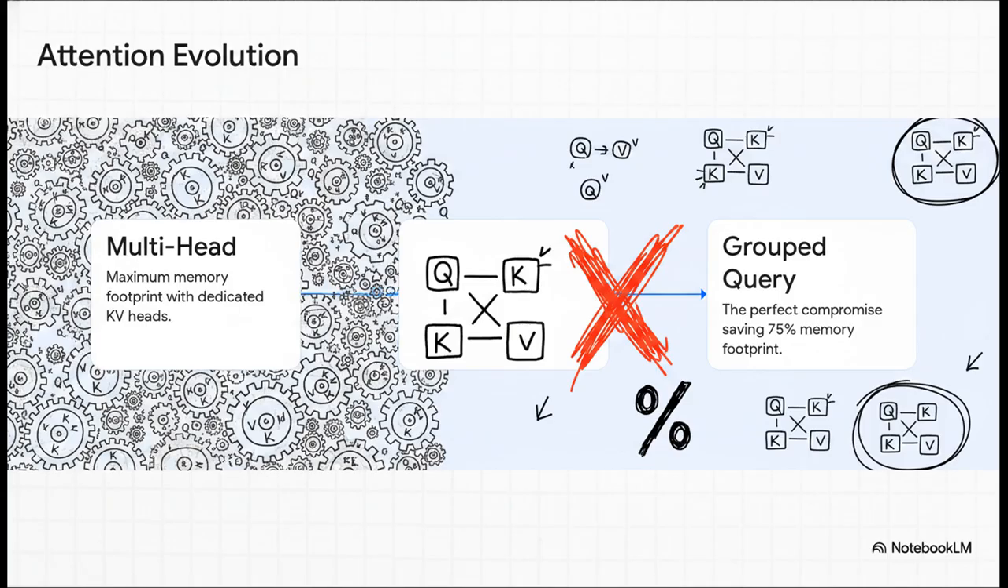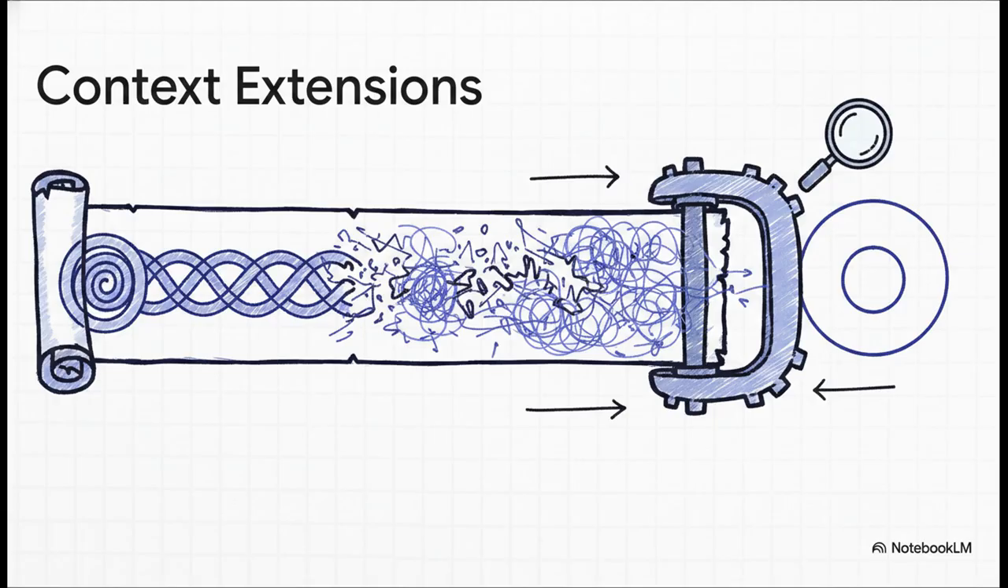So the perfect Goldilocks solution emerged: grouped query attention. Here, queries are divided into small clusters that share key-value pairs. It provides a massive 75% memory savings, but without sacrificing the geometric capacity required for high-level reasoning. Best of both worlds! But memory is only half the context battle. The model also has to actually understand word order. Modern LLMs do this using rotary position embeddings, or ROPE.